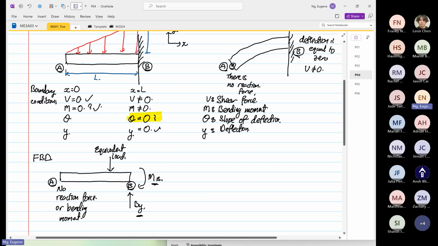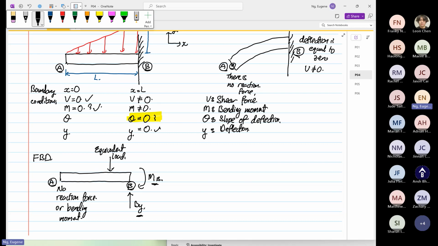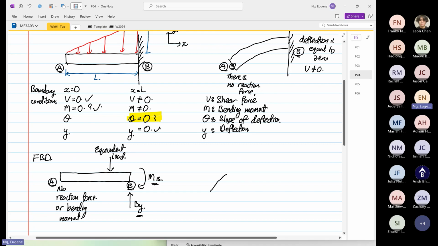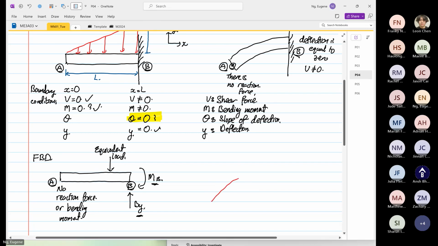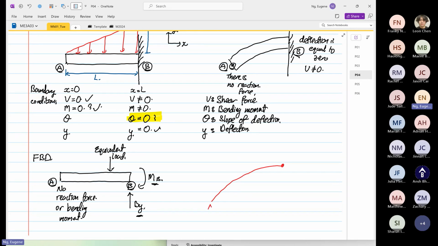So the slope is basically, if we were to look at the deflection of the beam, so this is how our beam deflects. And then at this point over here, this is our point A, our point B. And this is where we have our built-in. Let me tidy this up. This is our point B.